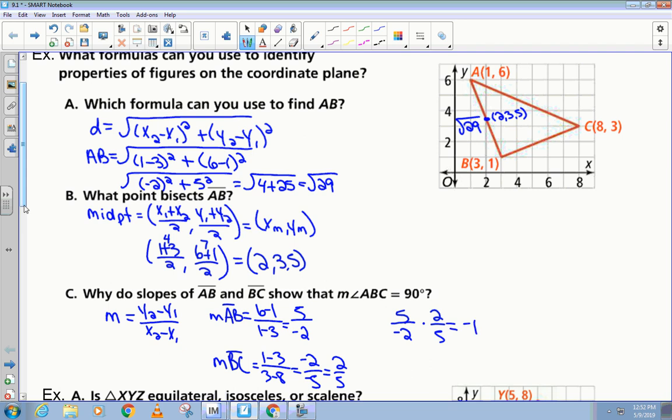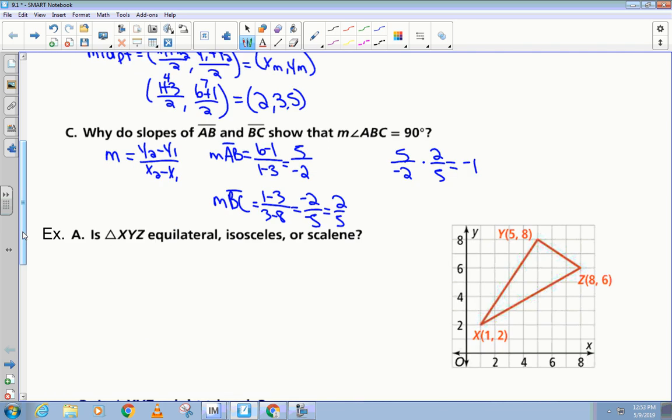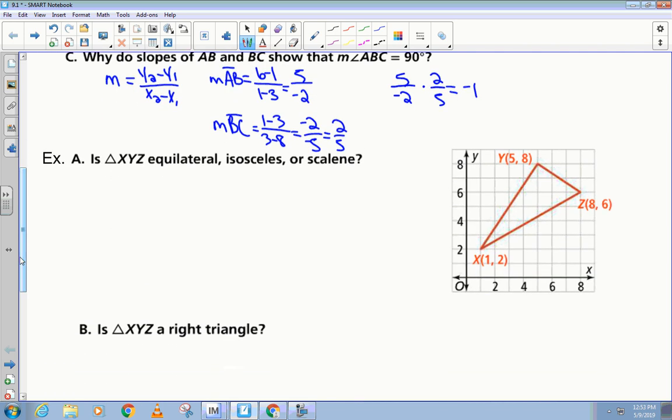Okay? So when you have two lines whose product is negative 1, or they're opposite reciprocals, that tells you that the lines are perpendicular, that they form a right angle. Okay? If they were the same slope, it would tell you that they were parallel. Okay, so we're going to be using distance, midpoint, slope.